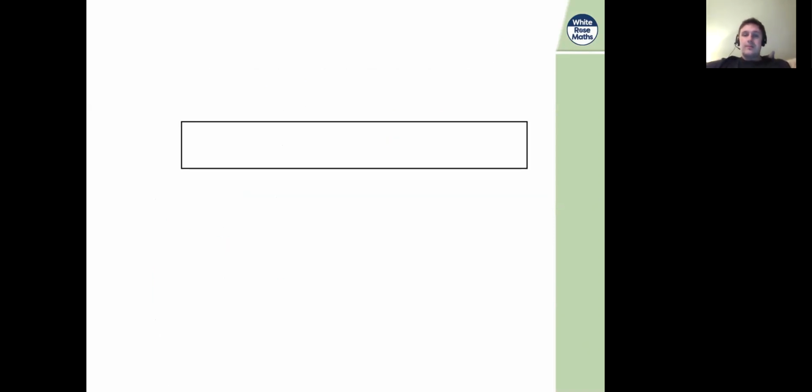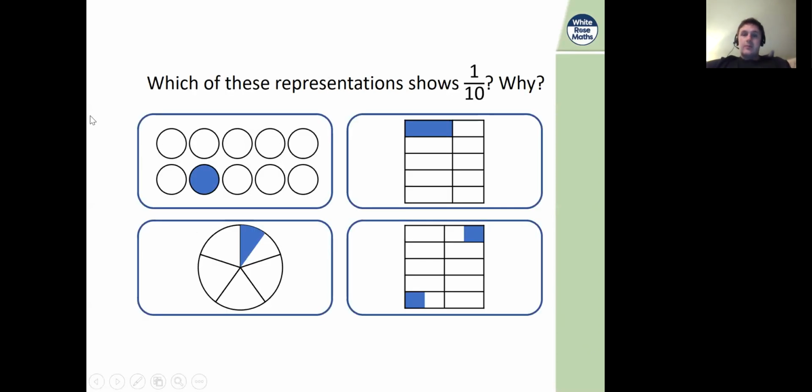Here we've got a bar model. I'm going to break that into 10 parts. Okay, I've broken that bar into tenths. 10 equal parts. Okay. If I represent one of those sections, it is 1/10. It is 1 part of 10. 1 part of 10 equal parts. Okay. I'd like to have a think about these 4 representations and think which of those show a tenth, 1/10.